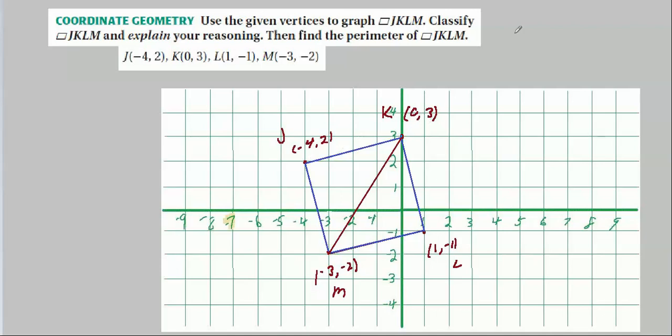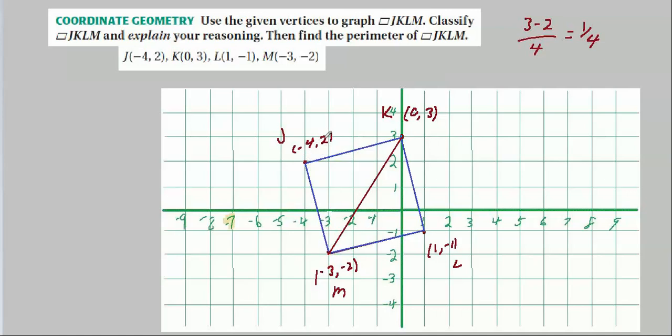It would be the rise, which is 3 minus 2, over the run, which is 0 minus negative 4. That's 1/4. Now, if these are perpendicular, the slopes will be the negative reciprocal of each other, which means if the slope of this line is minus 4, it's perpendicular. Let's see what it turns out to be.